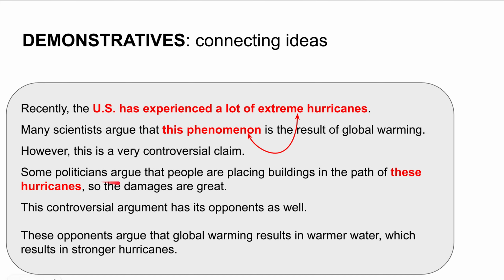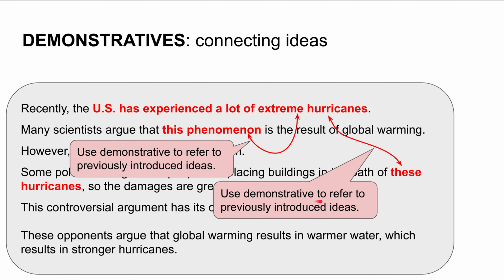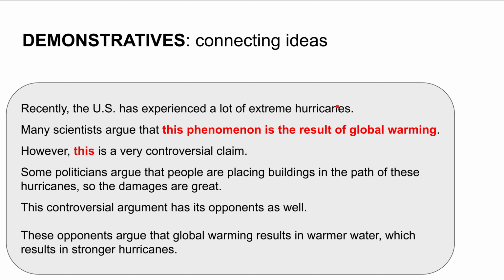Furthermore, some politicians argue that people are placing buildings in the path of these hurricanes, so the damages are great. So we're going to be looking at these hurricanes, and it's referring to the extreme hurricanes in the U.S. Okay, so here again, we're using a demonstrative to refer to a previously introduced idea. Here, our idea is extreme hurricanes, okay, in the U.S. Okay, moving forward, let's look at this.